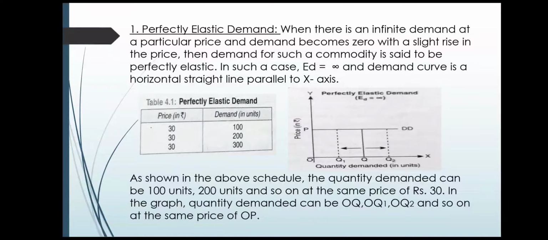So in the description it is mentioned that as shown in the above schedule, the quantity demanded can be 100 units, 200 units and so on at the same price of rupees 30. In the graph, quantity demanded can be OQ, OQ1, OQ2 and so on at the same price of OP.